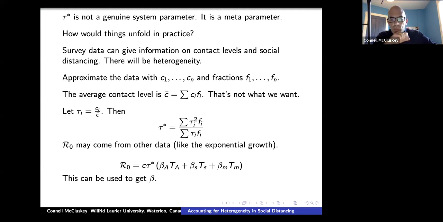One of the comparisons that's worth making is, what if we ignore the tau star? What if we just use the average contact rate? So for R0, instead of having C times tau star, what would happen if we just use a contact rate C bar that we have up here? What would that give in comparison to the types of plots that I was showing a little while ago?